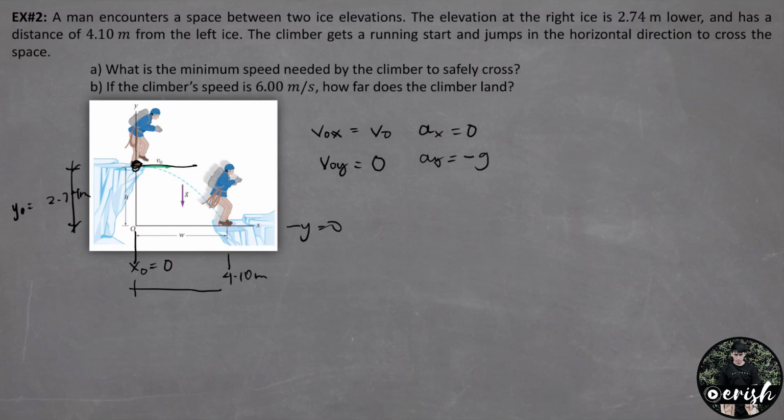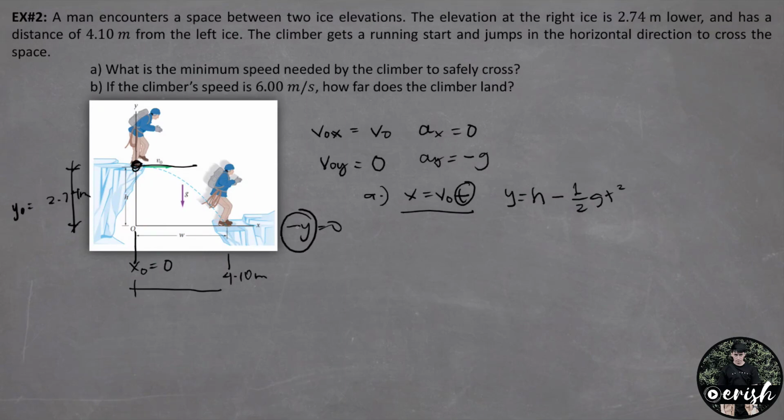For letter A, we can solve the velocity or the minimum speed with the equation x equals v sub o t, since we have no initial velocity in the y direction. However, our problem is the time. So we have to solve first for time and then substitute in this equation to solve for the minimum speed needed by the man or the climber to safely cross. And to solve for time, we will use the y direction. We have y equals height minus 1/2 g times t square.